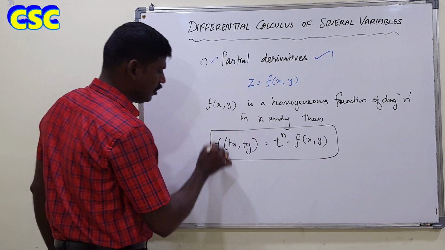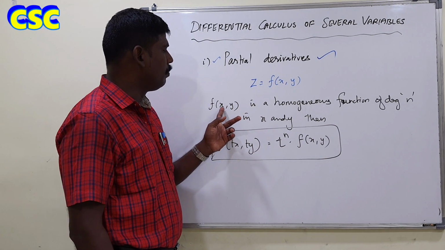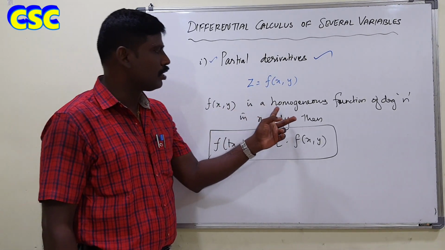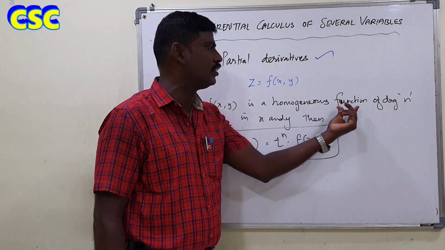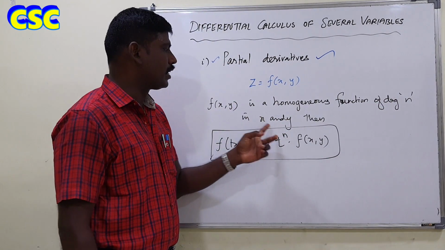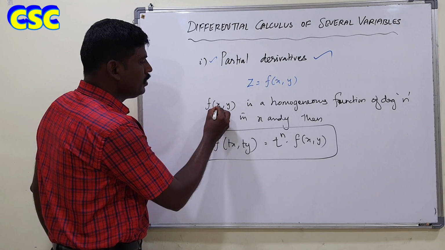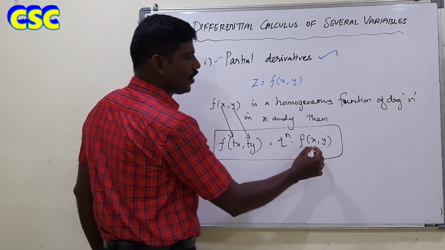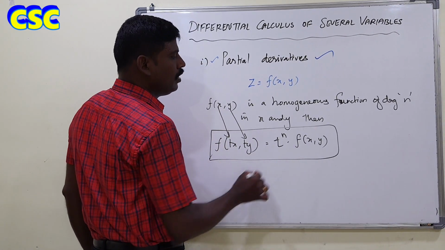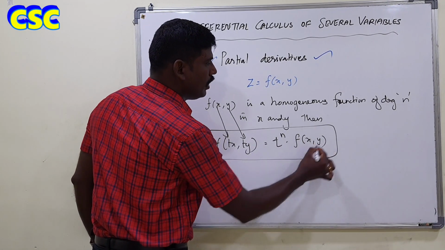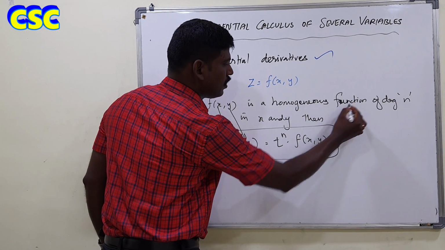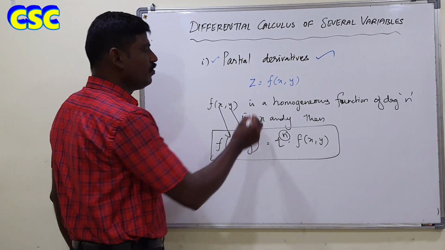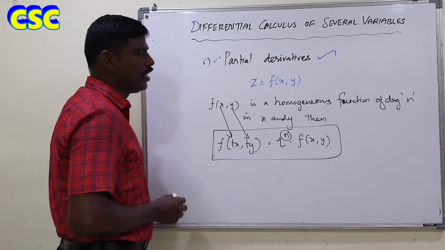A function in two variables x comma y. So f is a function in two variables. Suppose f of x comma y is a homogeneous function of degree n in x and y, then we replace x by tx and y by ty. The result will be t power n into f of x comma y. Then what we can say about this f of x comma y? It is a homogeneous function of degree n. Based on the t power n, we fix the degree of the homogeneous function f of x comma y.